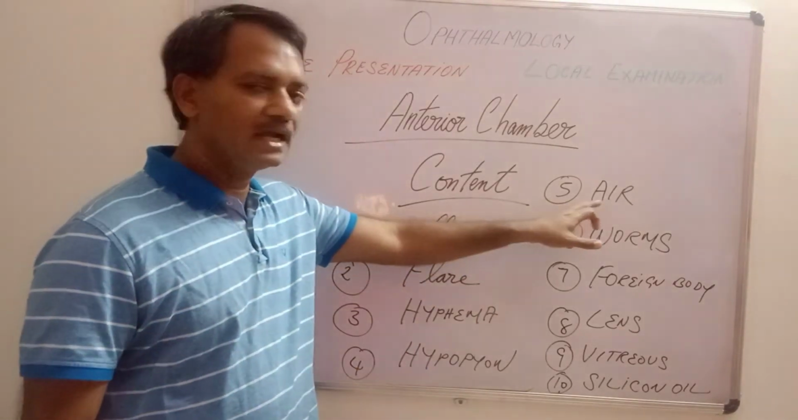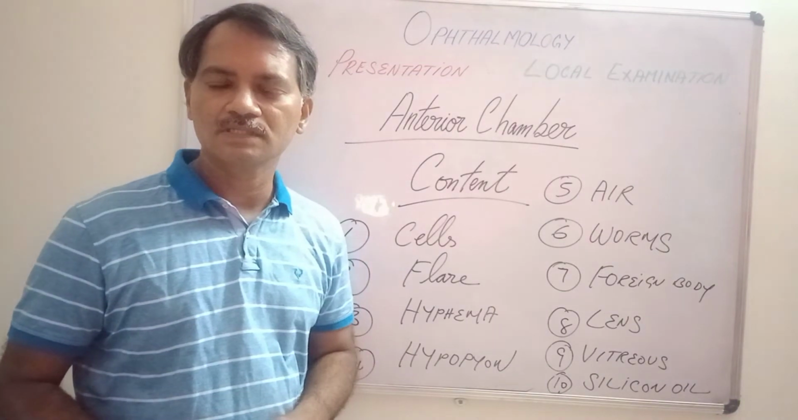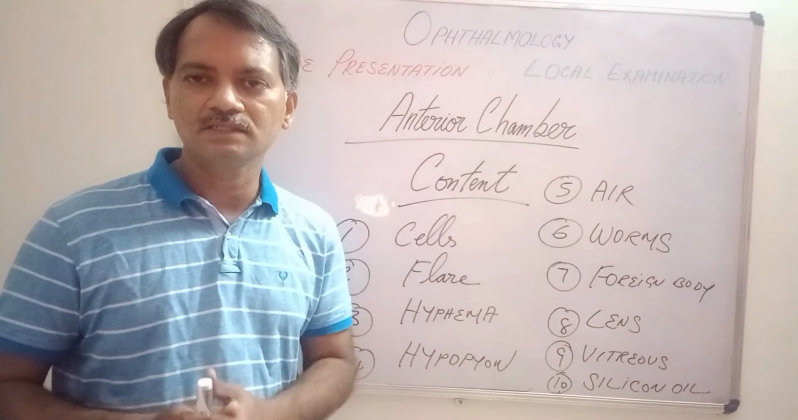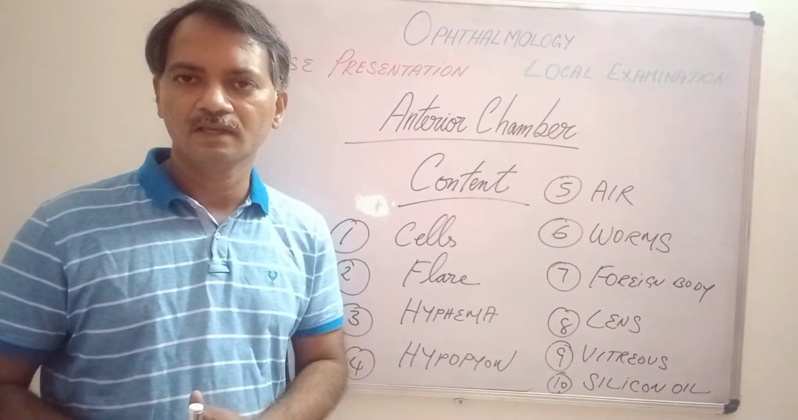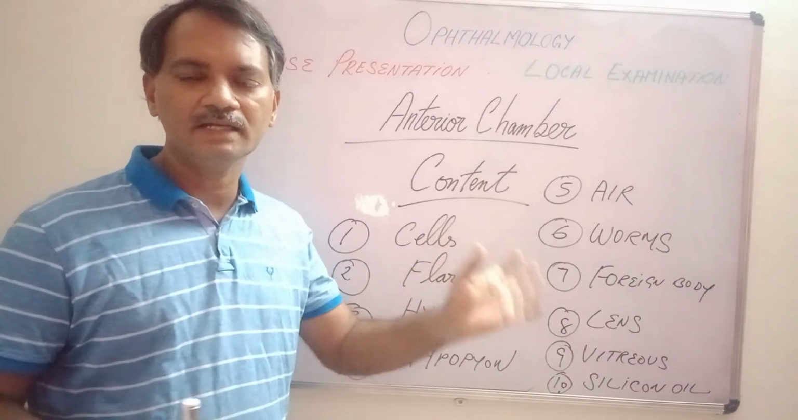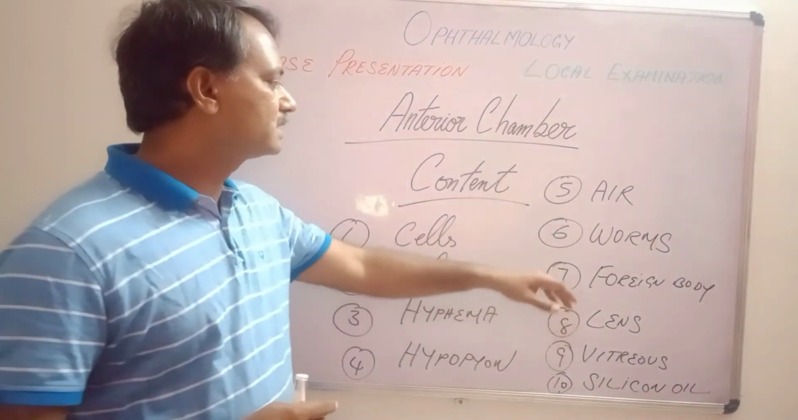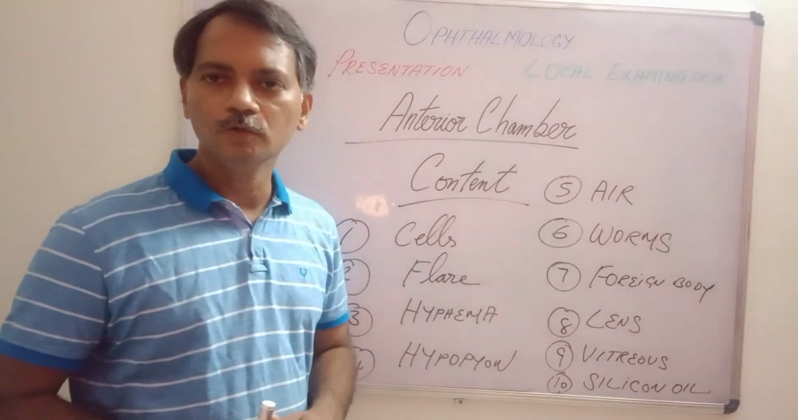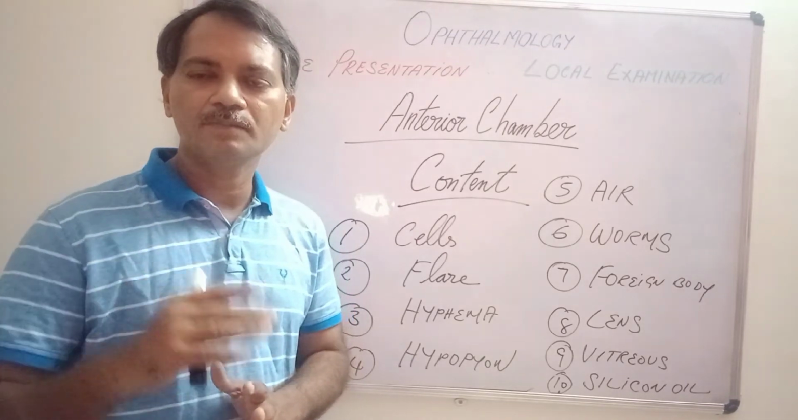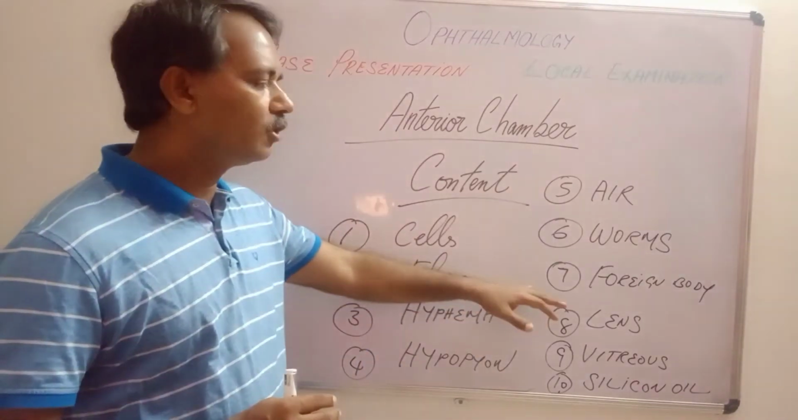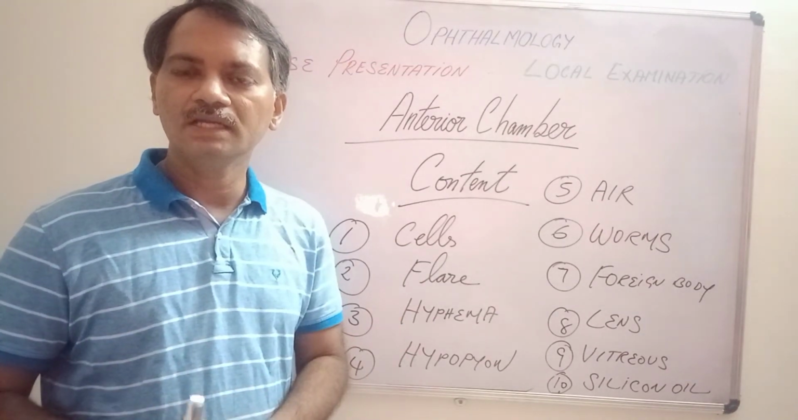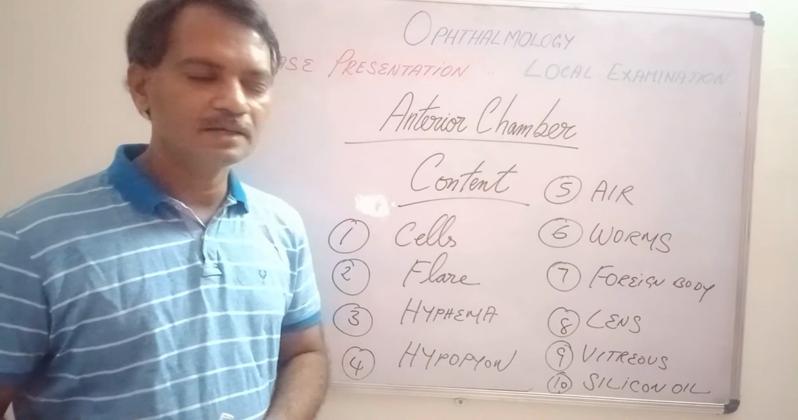Next, air can be present in the anterior chamber. Sometimes the anterior chamber is formed with air during cataract surgery for certain reasons. Some gas forming organisms can lead to collection of air in the anterior chamber. Next is worms. You can have parasites in the anterior chamber aqueous humor. Foreign bodies can be located in the aqueous humor, either floating or lodged in the anterior chamber.